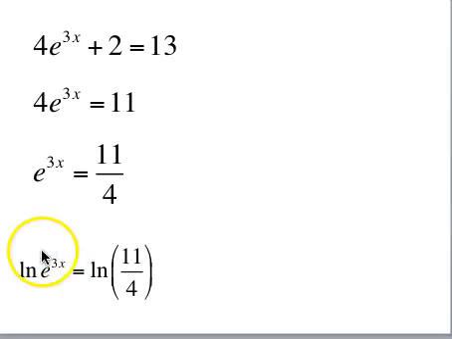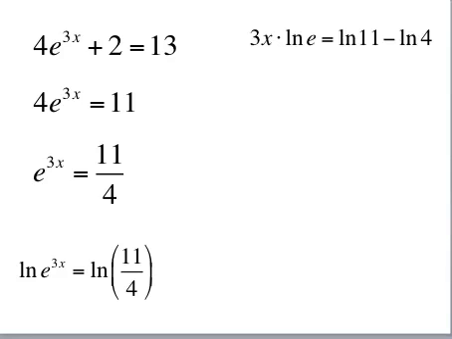So I can pull the 3x down. It'll be 3x log e. And remember, the log of the quotient is the difference of the logs. So just to make this a little easier to write, for the natural log of 11/4, I'm going to think of it as natural log 11 minus natural log 4 using our rule of logarithms. So the 3x coming down front, 3x times the natural log of e equals natural log 11 minus natural log 4. Natural log e is just 1, so we'll say 3x equals natural log 11 minus natural log 4.